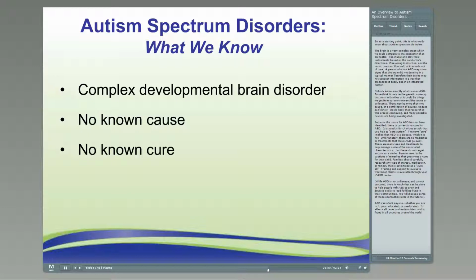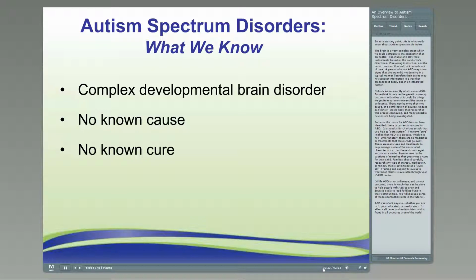Families should carefully research any type of therapy, medication, or remedy that is advertised as a cure-all. Training and support to evaluate treatment claims is available through your CARD center. While autism spectrum disorder is not a disease and cannot be cured, there is much that can be done to help people with autism spectrum disorders grow and develop skills to lead fulfilling lives in their communities. We will discuss some of these approaches later in this tutorial.